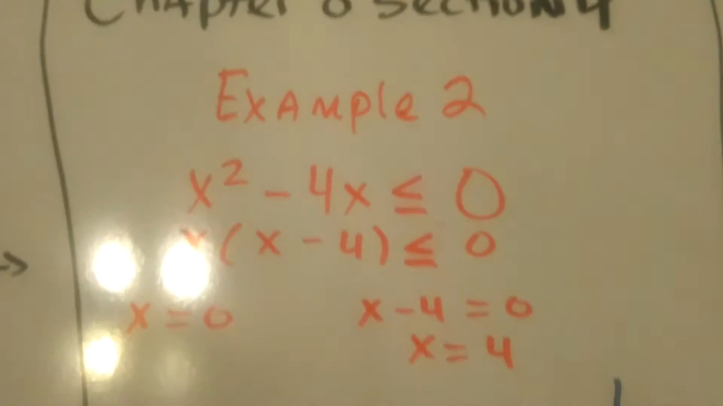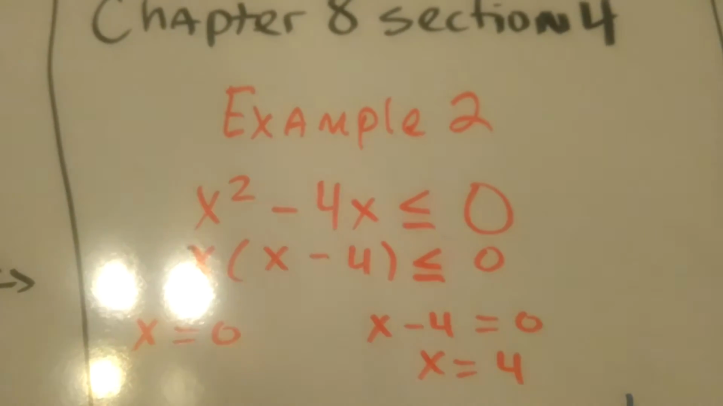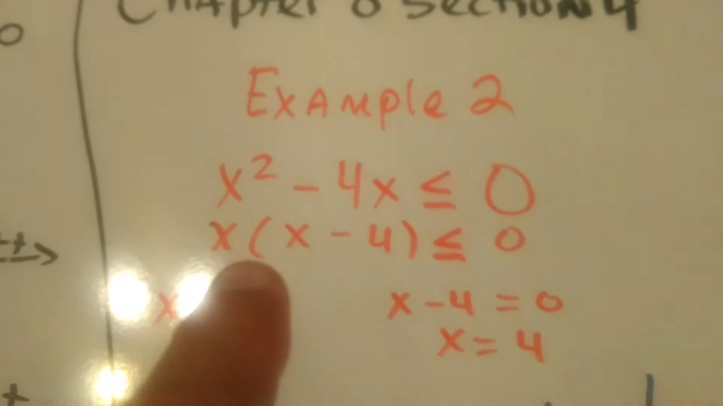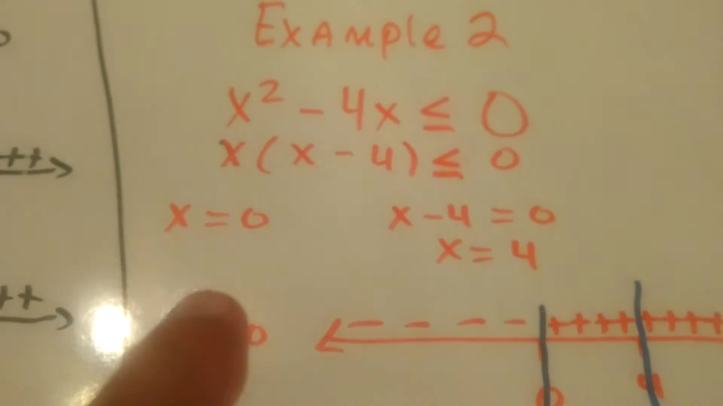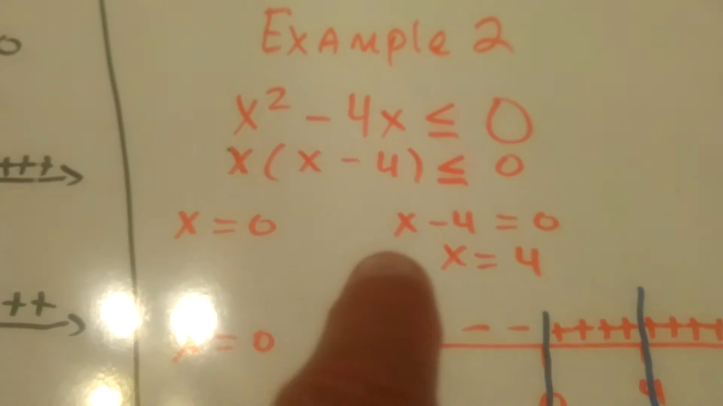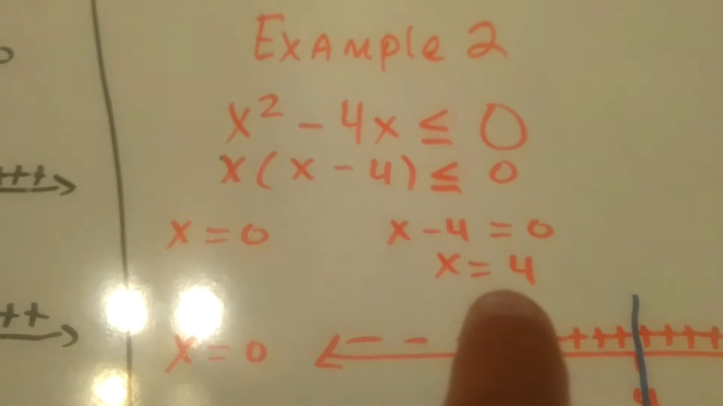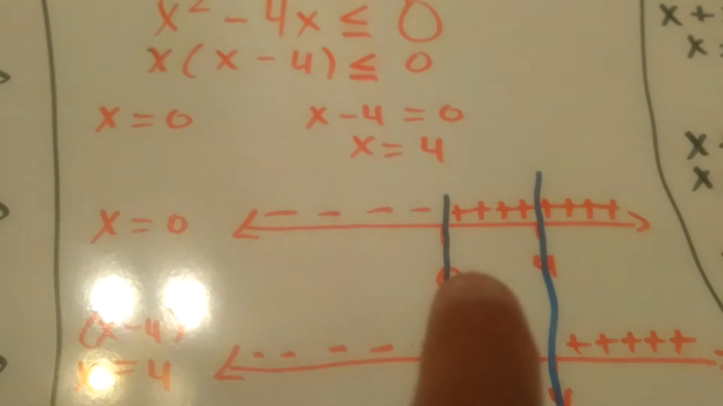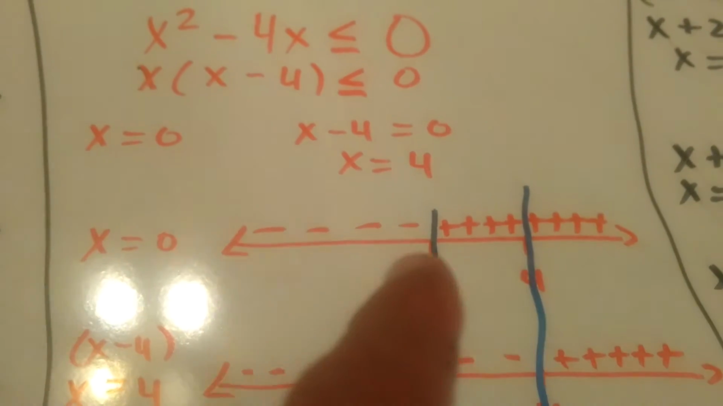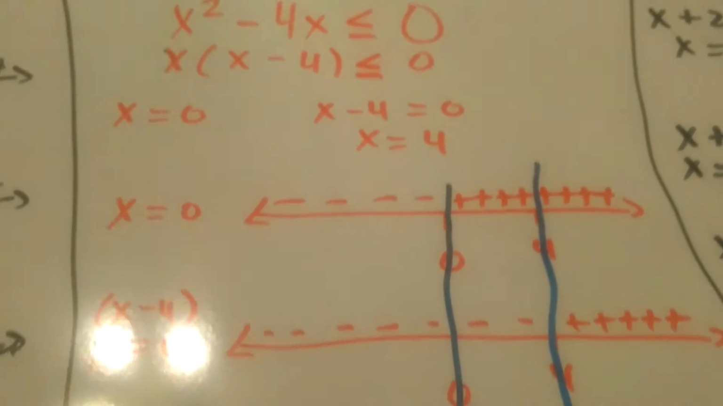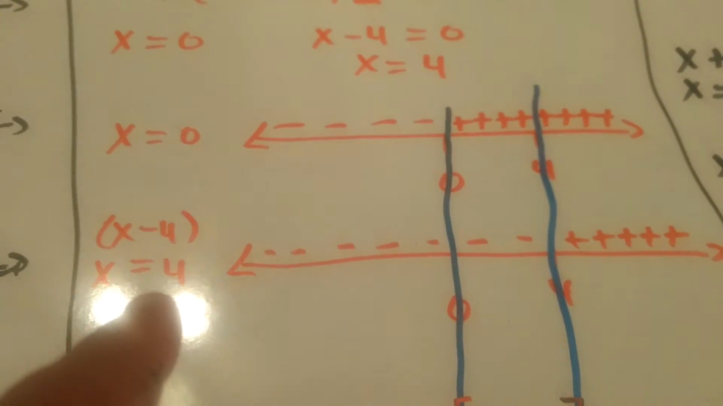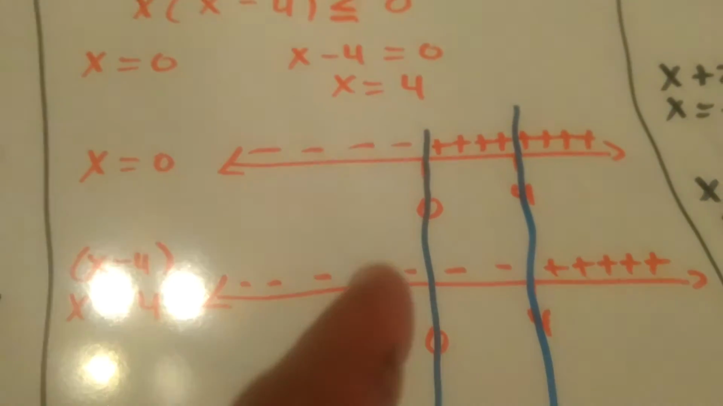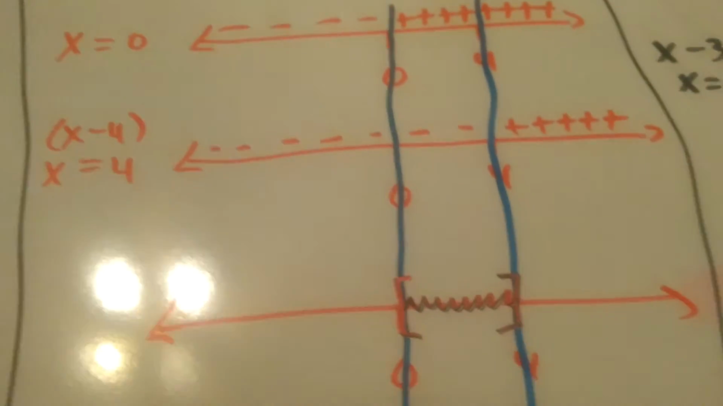Example 2, we have x squared minus 4x less than or equal to 0. First thing we got to do is we got to factor it. So x squared minus 4x becomes x times (x minus 4). Do the same thing, take x equal to 0, take x minus 4 equal to 0, solve, we get x equals 4. So now we graph x equals 0, here's our 0, anything to the right is positive, anything to the left is negative. Here's our x minus 4, where 0 is at 4, anything to the right is positive, anything to the left is negative. Draw my line straight down for my final graph.